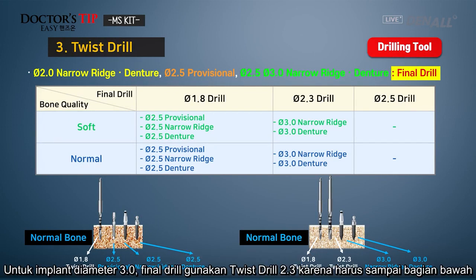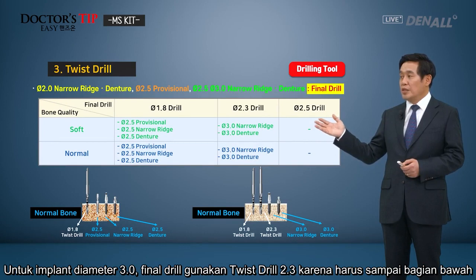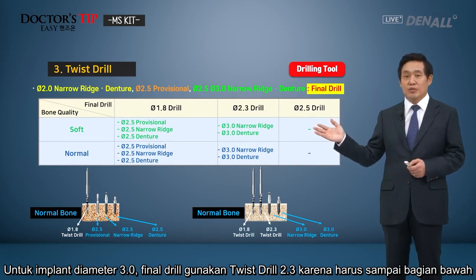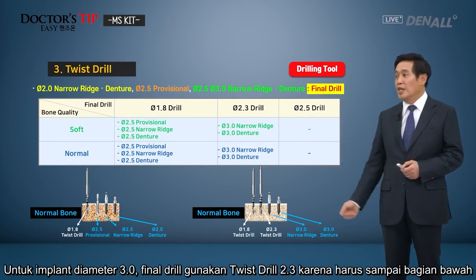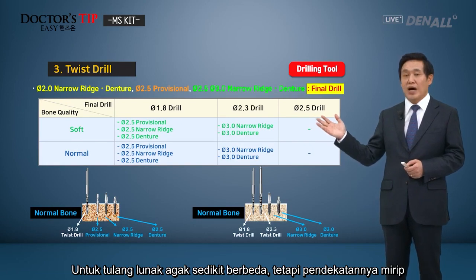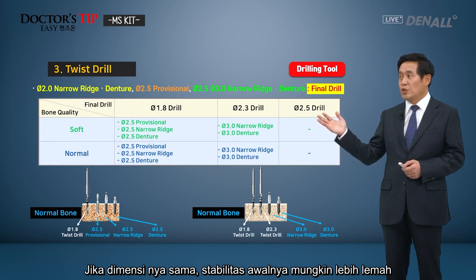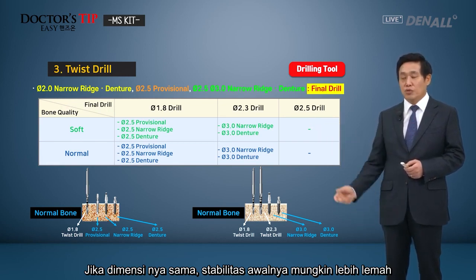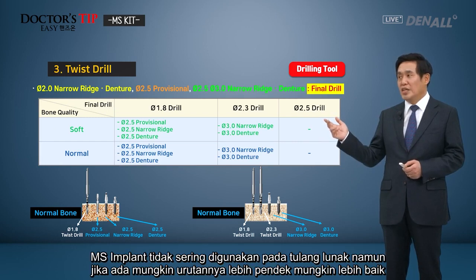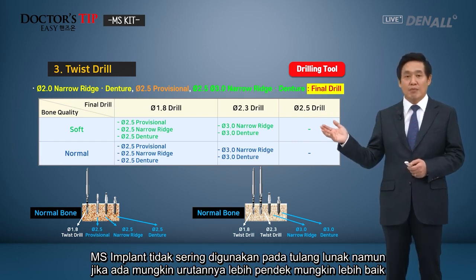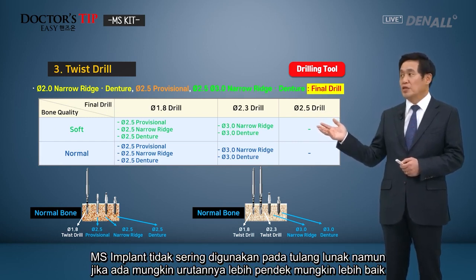For a 3.0 implant, the final drill would be about 3, and because we push in the lower part, soft bone is a bit different, but it's a similar approach. So let's say if it's the same dimension, initial stability might be weaker. So it's not very often that the MS type is used for soft bone. So if possible, maybe a shorter sequence might be better.